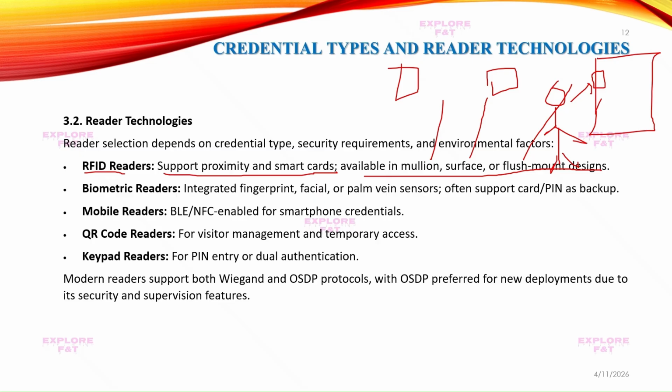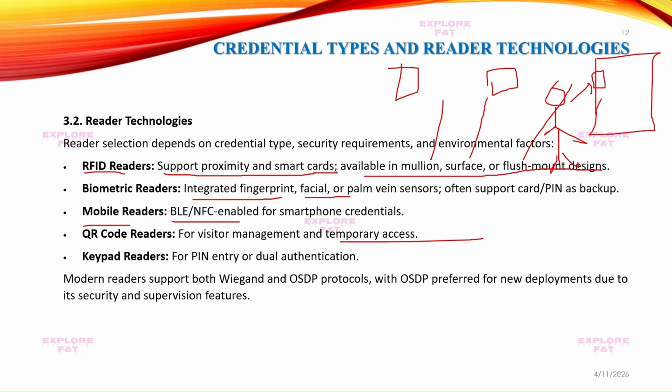And biometric readers have integrated fingerprint, facial, and palm sensors, often using card and pin as a backup. Mobile readers are Bluetooth and NFC enabled for smartphone credentials. QR code readers are used for visitor management and temporary access.